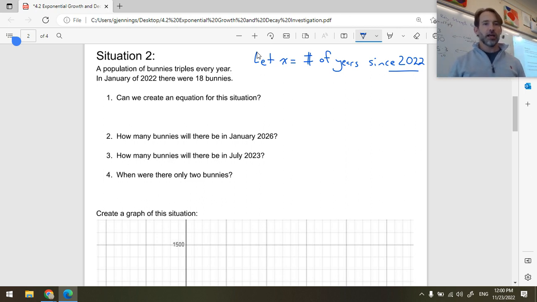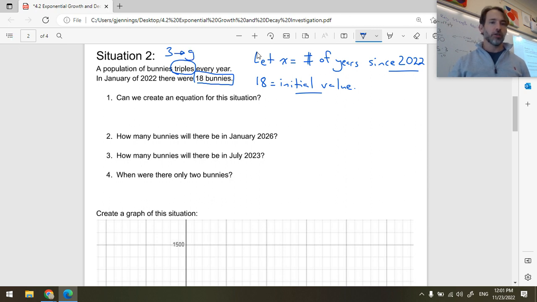And then here are some things that I want to identify. I know that I start with 18 bunnies. So 18 is the initial value. That's important information. And this here, this tells me how they grow. So this is going to give me the number 3, because if I want to triple something in math, if I want to triple a number like 10, I either add itself to itself 3 times, or I multiply by 3. Just multiply by 3. So 3, we call this number the growth factor.